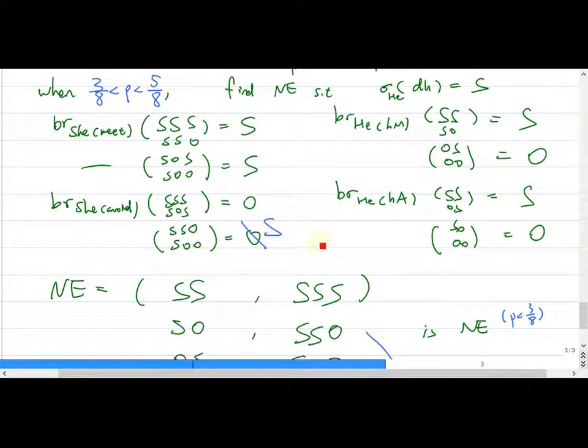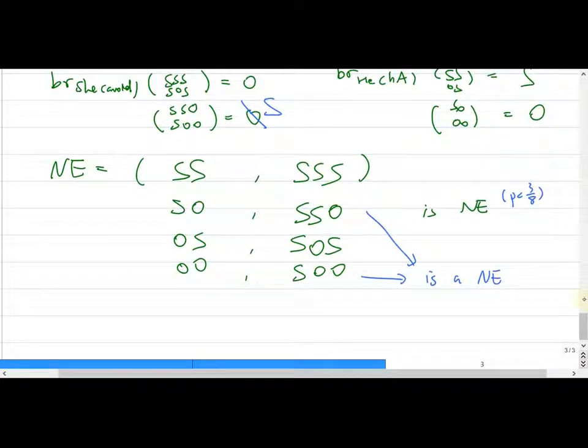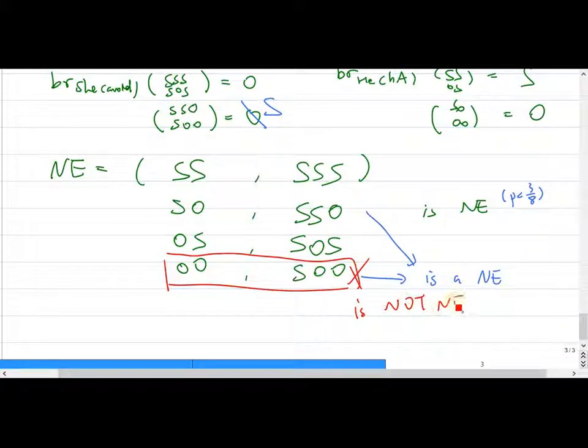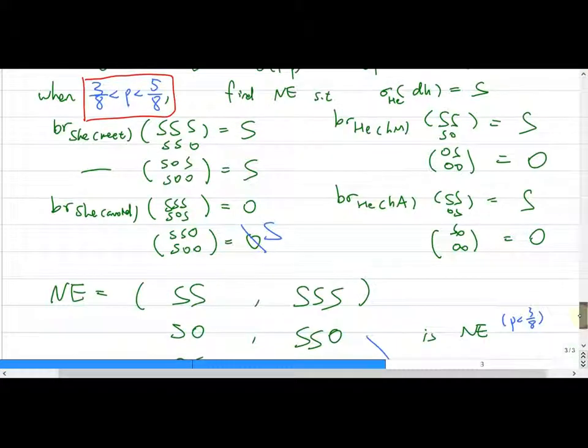So for the question that I did in the tutorial, the stadium and opera question, when I did the p smaller than p between 3 over 8 and 5 over 8 case, I said that there are two Nash equilibria, and that one is wrong. So the last one, the OO and SOO, is not a Nash equilibrium. And the reason is that the S here is not actually a best response. That's a very big mistake.